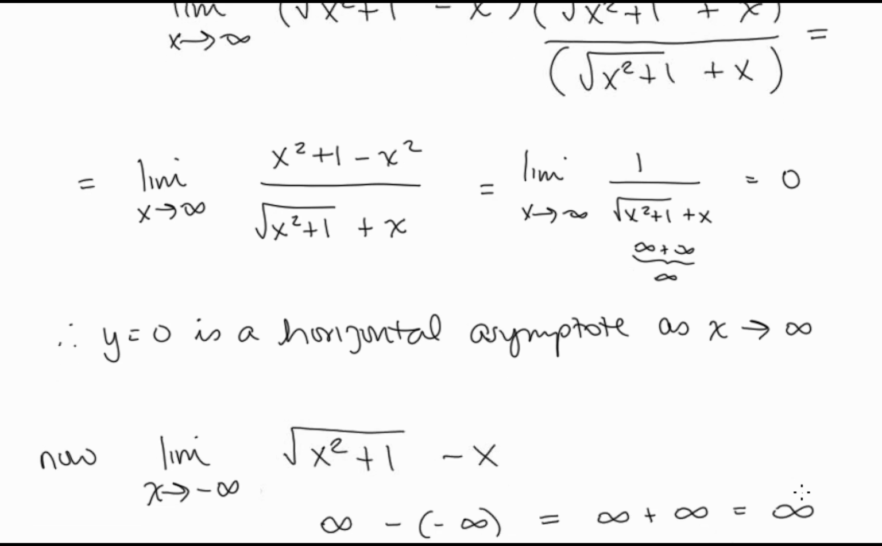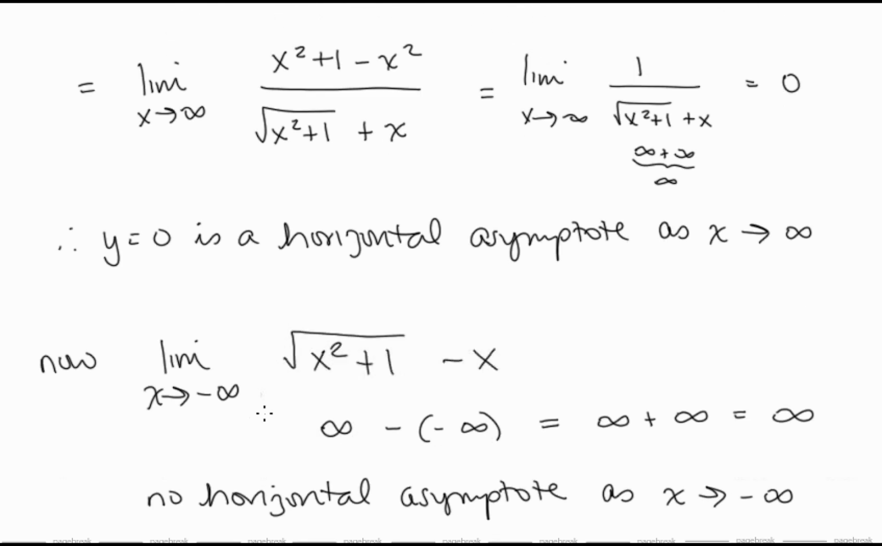Now let's take a look at as x goes to negative infinity. This one's a bit easier because we have negative infinity quantity squared plus 1, that's going to give us infinity under the radical, that's a positive infinity, minus a negative infinity. So that's infinity plus infinity, that's infinity. So that says there is no horizontal asymptote as x goes to negative infinity. So we only have a horizontal asymptote at y equals 0 on the right side of this graph.